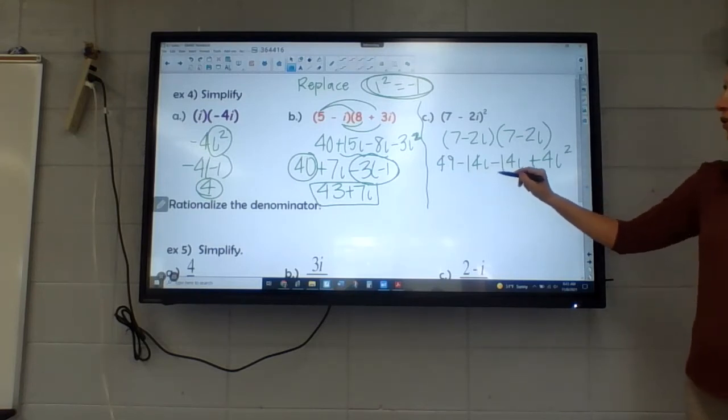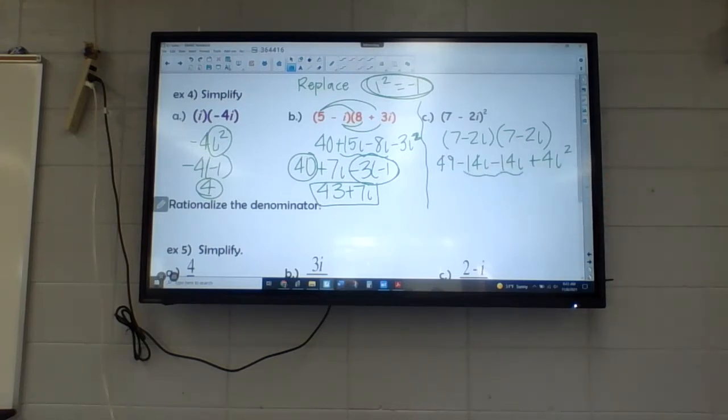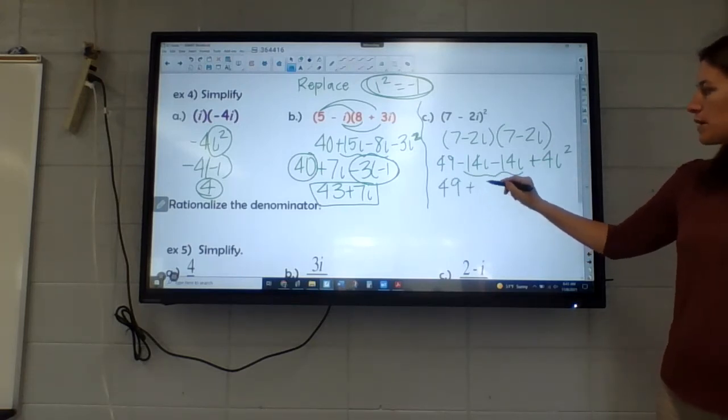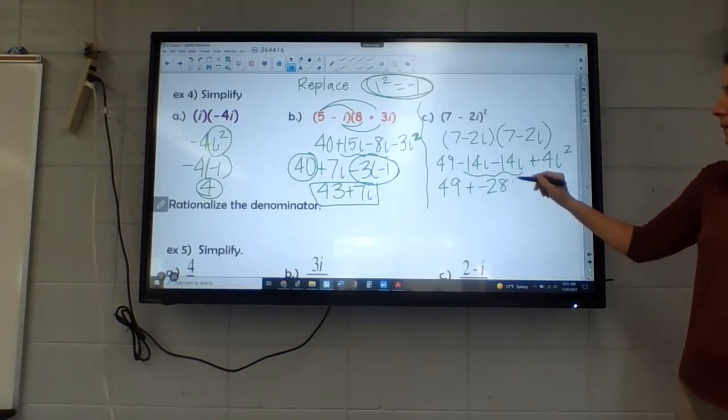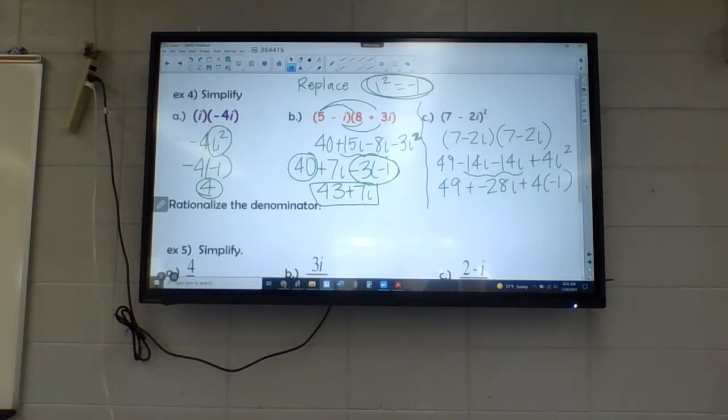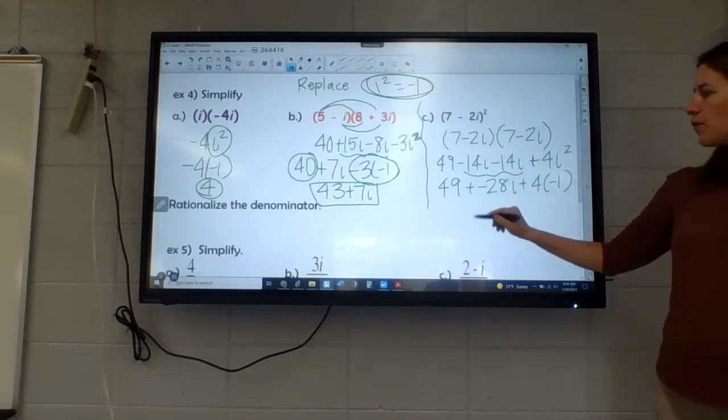Those middle two get to go together, they do not cancel. That should be a negative 28i in the middle there. So it'll be 49 minus 4.